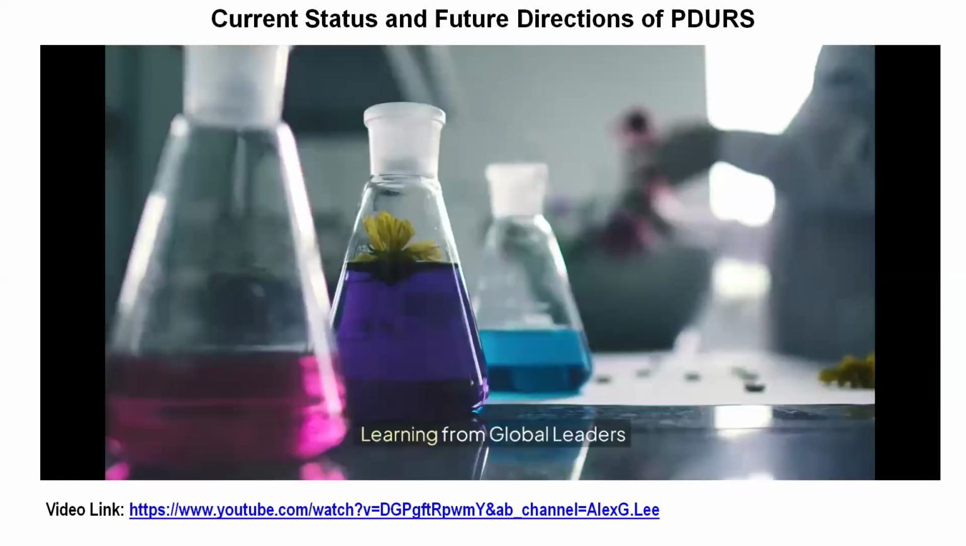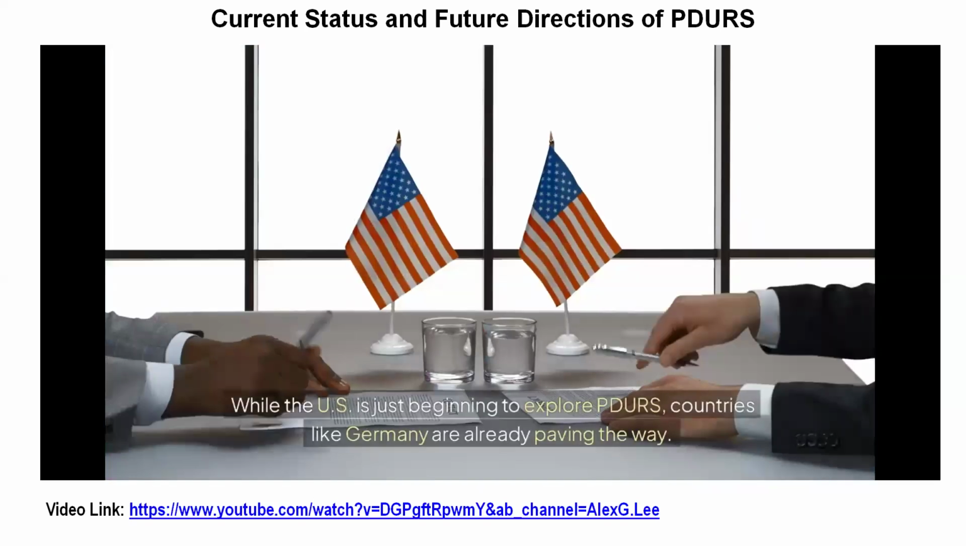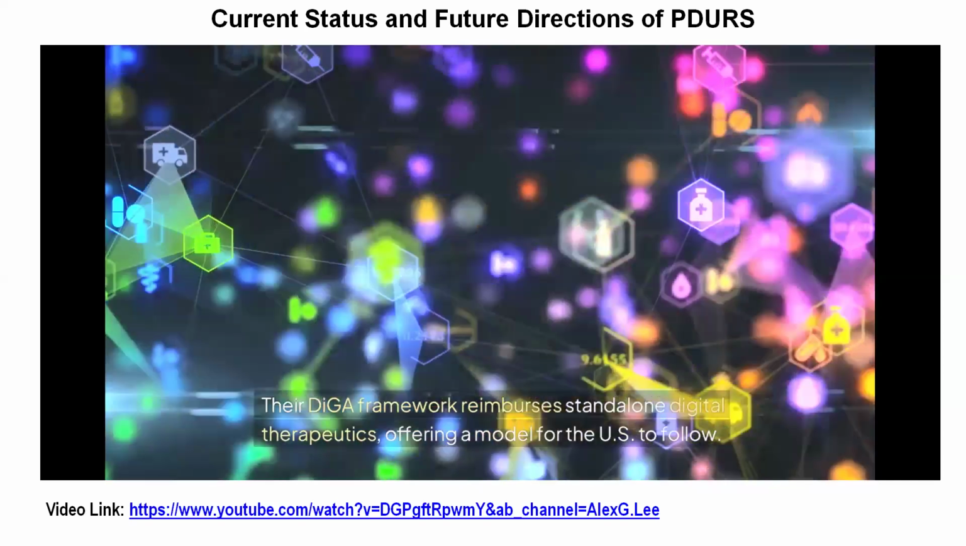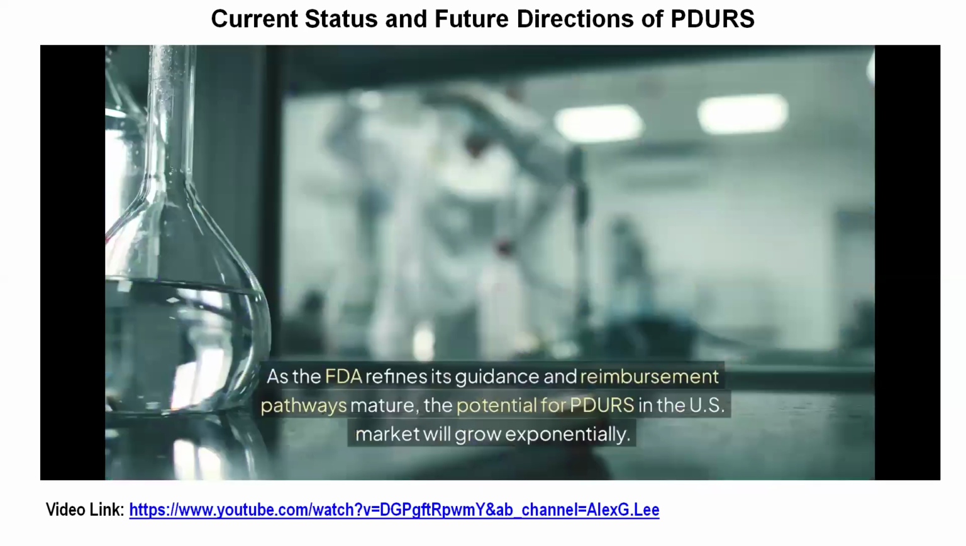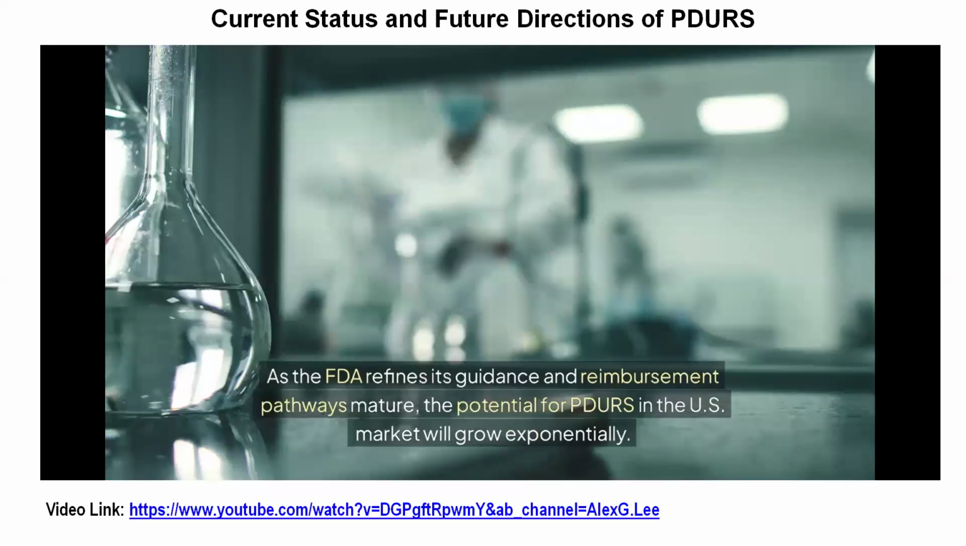Learning from global leaders. While the US is just beginning to explore PDURS, countries like Germany are already paving the way. The DiGA framework reimburses standalone digital therapeutics, offering a model for the US to follow. As the FDA refines its guidance and reimbursement pathways mature, the potential for PDURS in the US market will grow exponentially. A vision for the future.